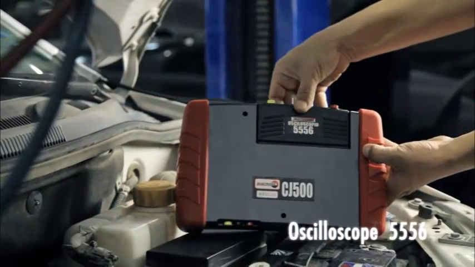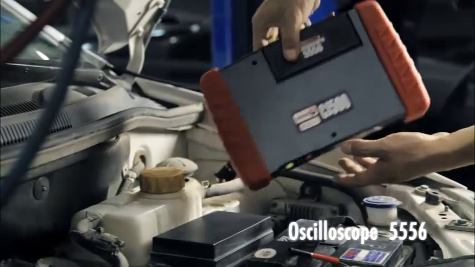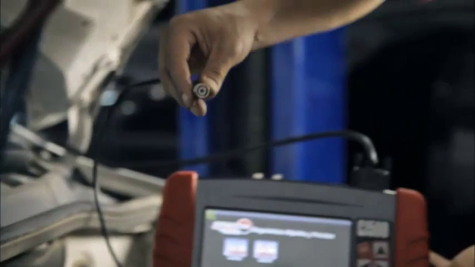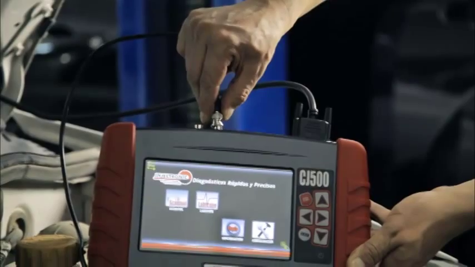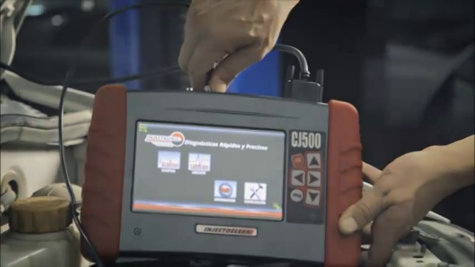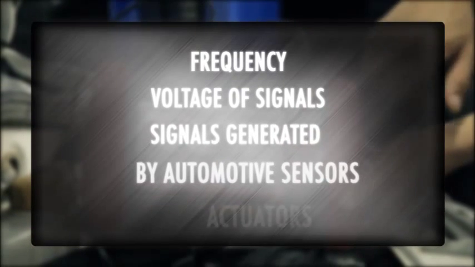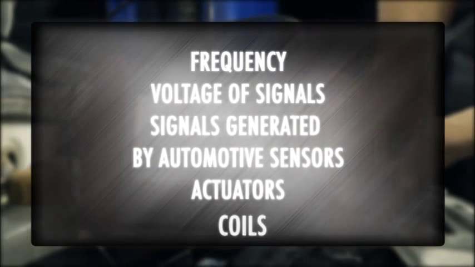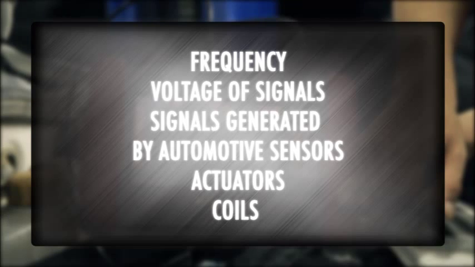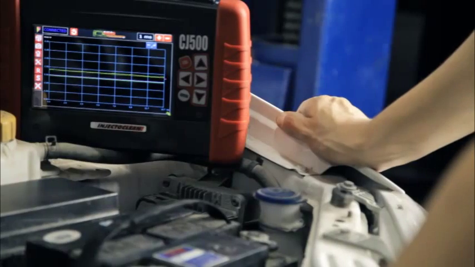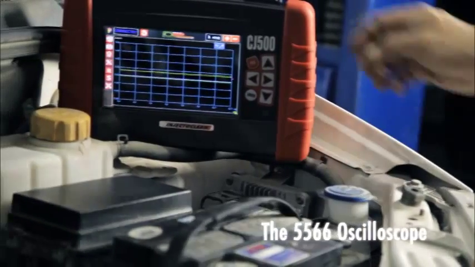The 5556 is a two-channel automotive oscilloscope that works together with the CJ500 scan tool to read frequency and voltage of signals in automotive electric and electronic circuits. The 5556 oscilloscope measures signals generated by automotive sensors, coils, actuators, and electronic systems.